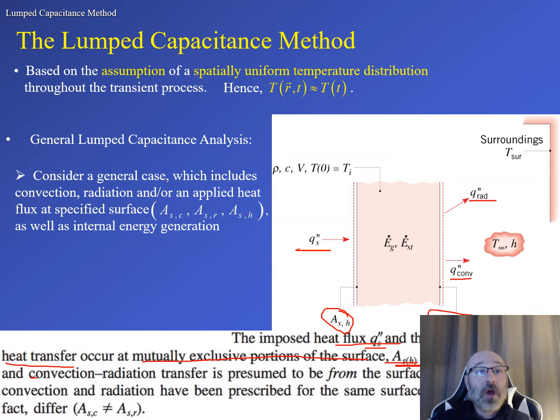Now our convection radiation transfer is going to be presumed to be from that surface right there. So you can see these arrows coming out right there. There's our radiation term, and there's our convection term coming from that surface.